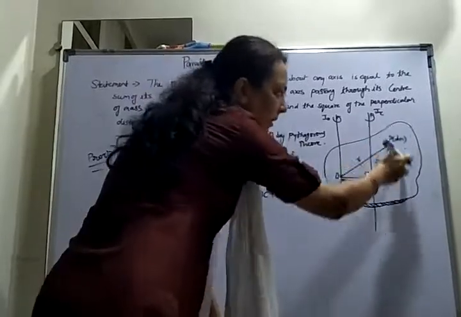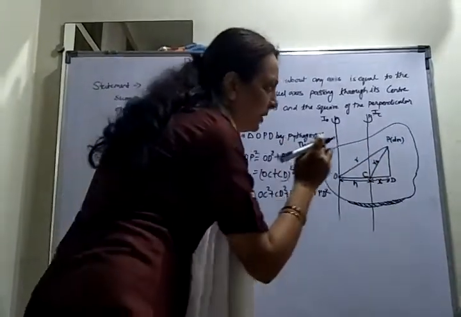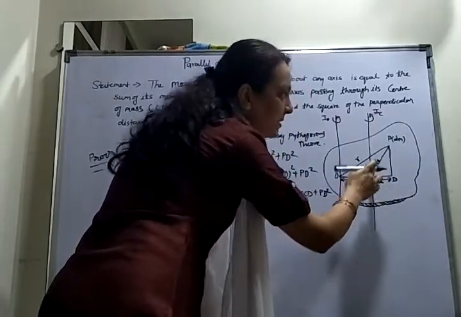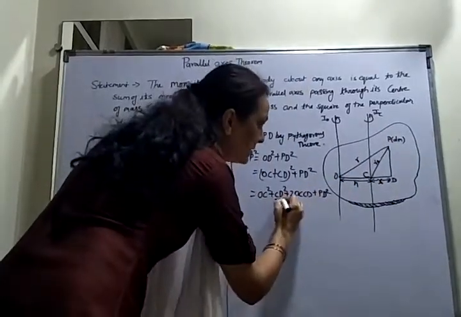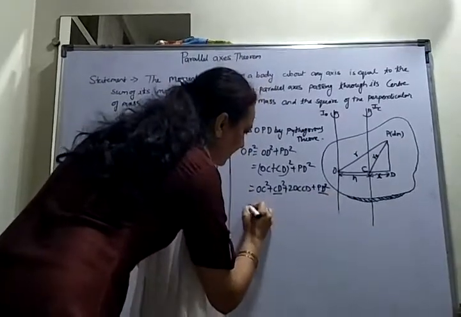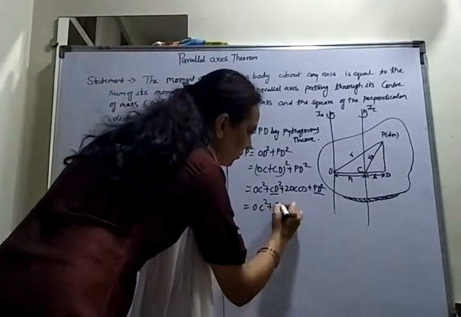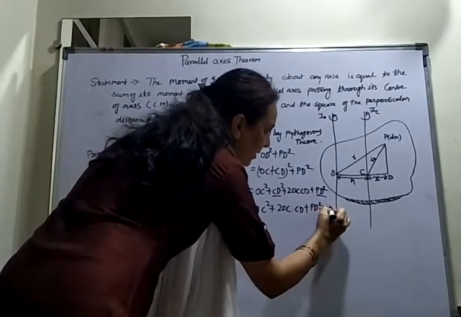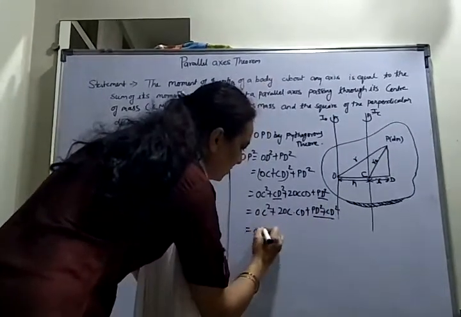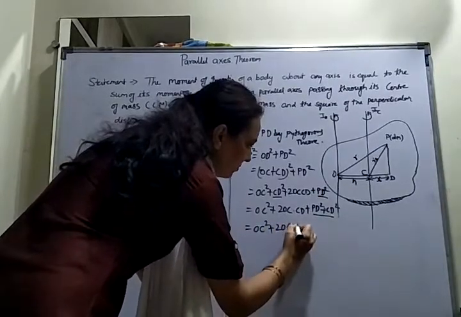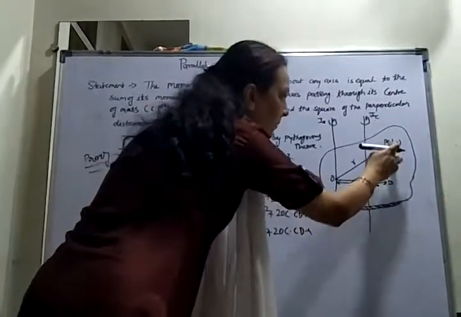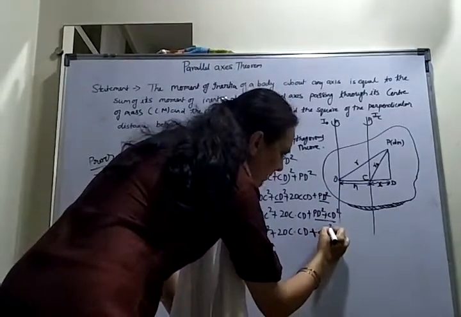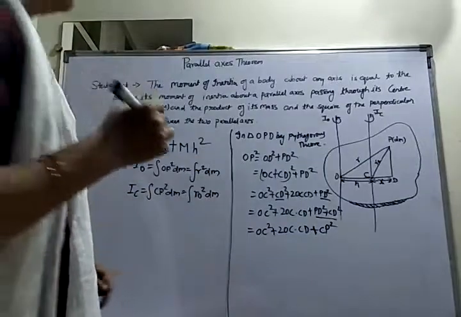From the figure, it should be clear to all of you that PD squared plus CD squared is nothing but CP squared. Means OP squared equals OC squared plus 2 OC into CD plus PD squared plus CD squared. These last two, PD squared plus CD squared, are CP squared. Correct?